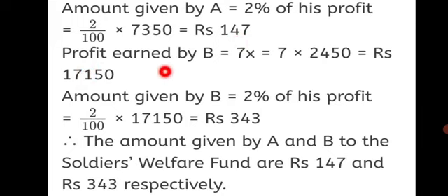Similarly, profit earned by B is equal to 7x. So substitute the value of x. 7 into 2,450 is equal to 17,150. And now amount given by B is also 2% of his profit. So 2 upon 100 into his profit, 17,150, gives us rupees 343. Therefore, the amount given by A and B to the Soldiers' Welfare Fund are rupees 147 and rupees 343 respectively.